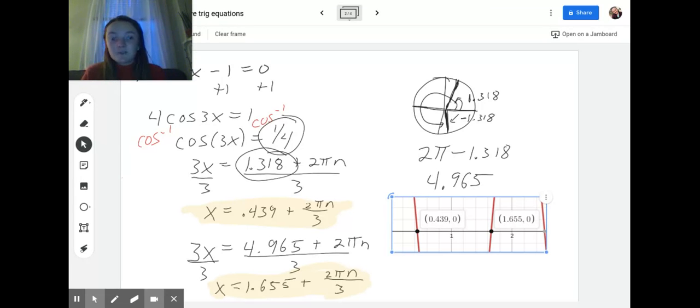All right, so that's really all I have for you guys today. Be practicing these, both using Desmos and using your calculator. I want to make sure that both of those skills are nice and fresh.